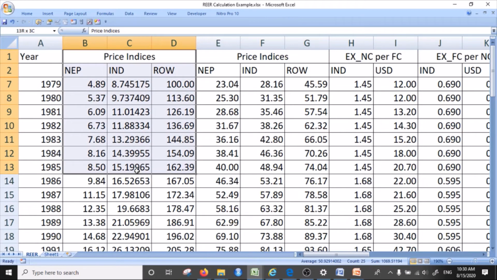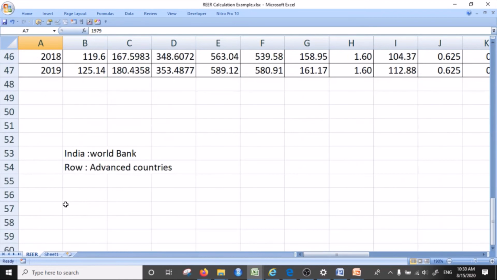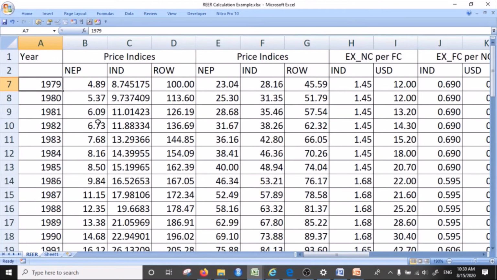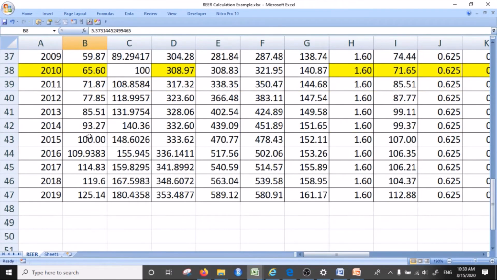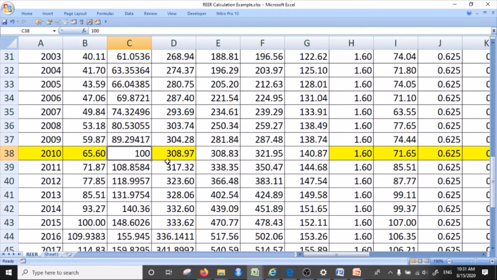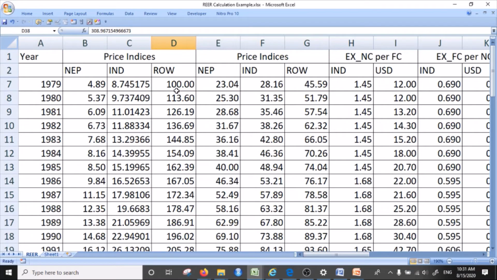So for adjusting the inflation, we have taken the consumer price index for Nepal, consumer price index for India, and consumer price index for the rest of the world. The data is from 1979 to 2019. The first problem we have to face here is that the consumer price indices have different base years. For instance, the base year for the CPI of Nepal is 2015, whereas the base for India is 2010, and the base year for the inflation index for the rest of the world is 1979. We have taken this data from the CPI index of advanced countries from IMF database.